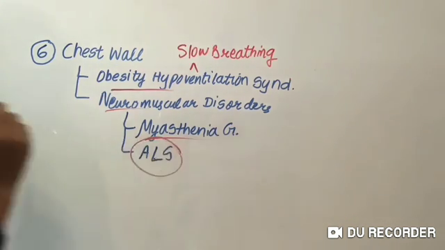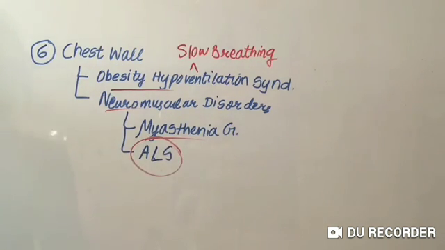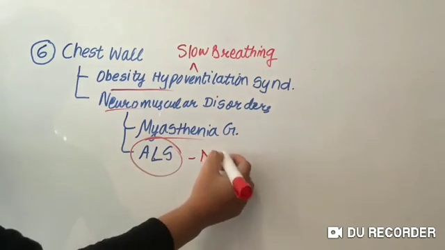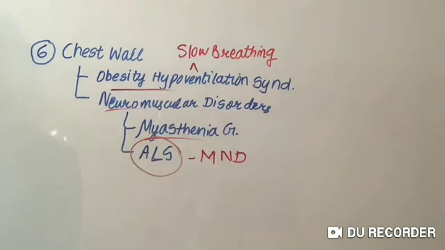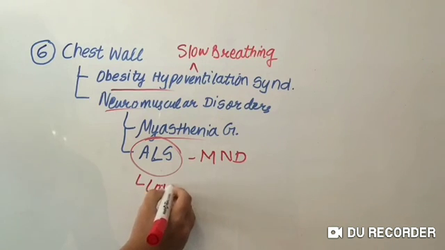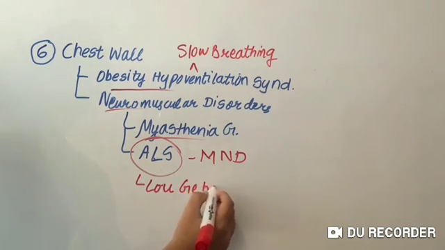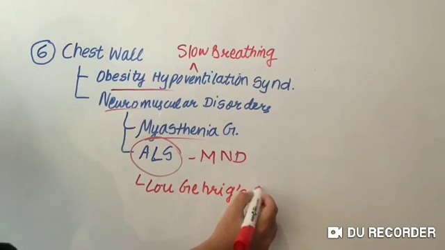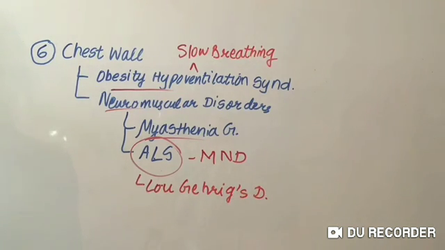Next is ALS, amyotrophic lateral sclerosis, also known as motor neuron disease or Lou Gehrig's disease. It is a specific disease that causes the death of the neurons which control voluntary muscles. Some also use the term motor neuron disease for a group of conditions of which ALS is the most common.